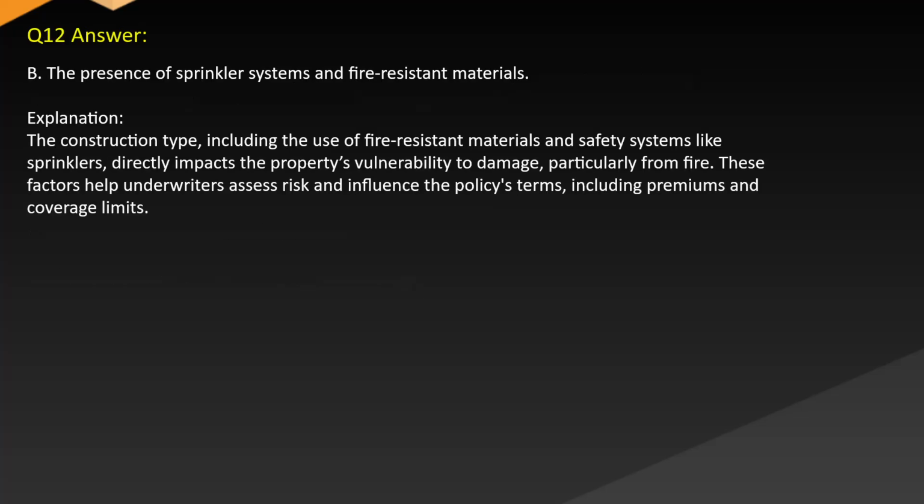Answer: B. The presence of sprinkler systems and fire-resistant materials. Explanation: the construction type, including the use of fire-resistant materials and safety systems like sprinklers, directly impacts the property's vulnerability to damage, particularly from fire. These factors help underwriters assess risk and influence the policy's terms, including premiums and coverage limits.